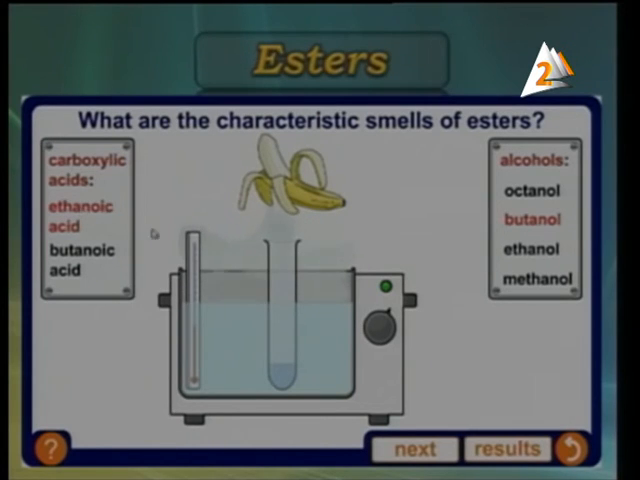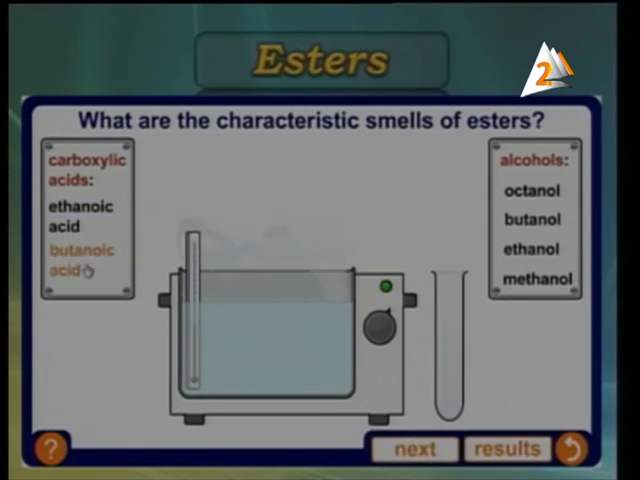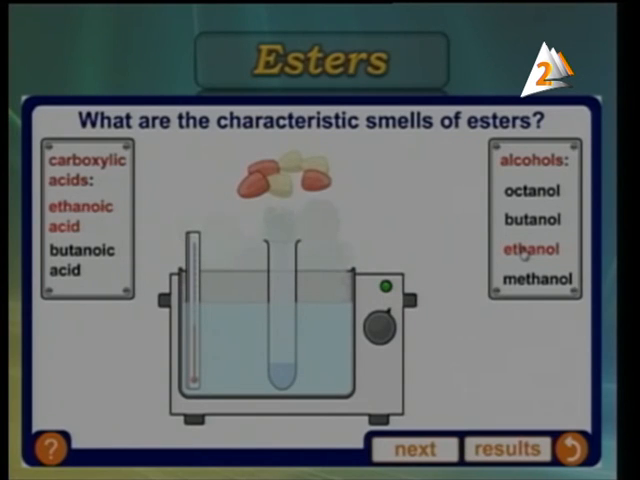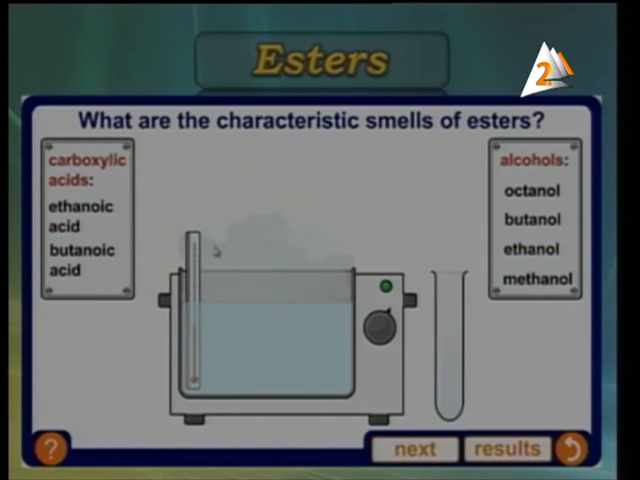And we have another one. We have next here ethanoic acid and ethanol. We have some kind of fruits like strawberry. After that, it's very easy.